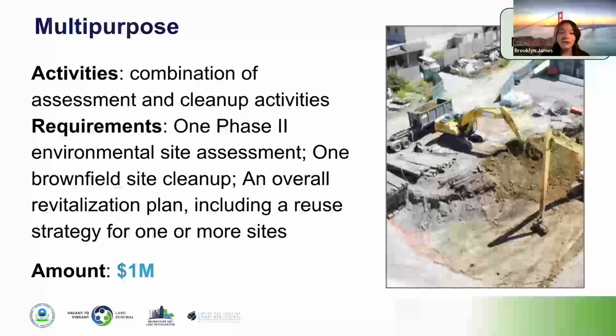So this round we are offering the multi-purpose grant, which we did not offer last round. And essentially this is a combination of the activities you could do under a cleanup grant and the activities you can do under an assessment grant. But we do ask that if you receive a multi-purpose grant that you plan to complete at least one phase 2 environmental site assessment, one brownfields cleanup, and to develop an overall revitalization plan that has a specific strategy for one or more of the sites that you discuss in your application. So we're offering these up to $1 million, and because of the bill funding, there's no cost share on these grants either. Next slide.